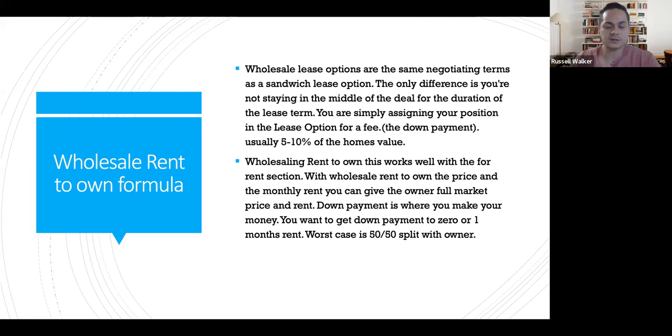Again, worst case, split the profit with the owner. So for example, you get a $2,000 down payment to move forward with the deal, and then you sell it for a $10,000 down payment. So you're going to make a profit of $8,000 in the down payment. And that's the goal, is to create a spread in the down payment.